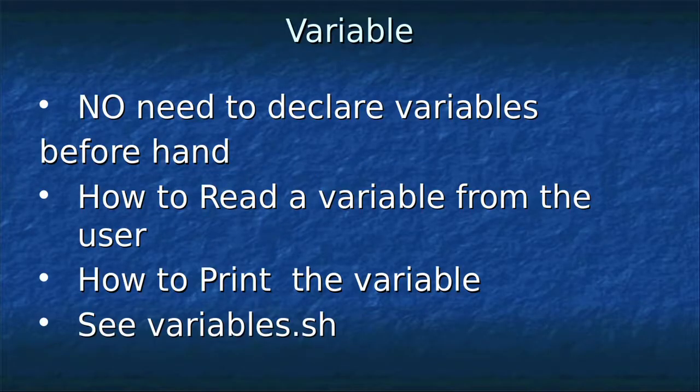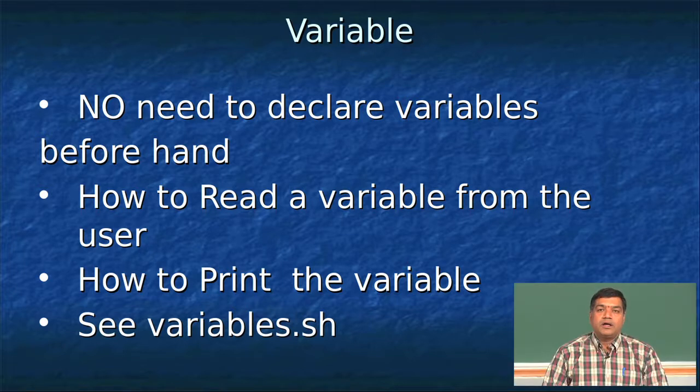Moving on, until now we have been giving concrete strings as examples. In any programming language you always start off by declaring a variable, and you say that the variable belongs to a particular data type. For example, in C it belongs to int data type, or some string data type, etc. But in shell you need not worry about all this.